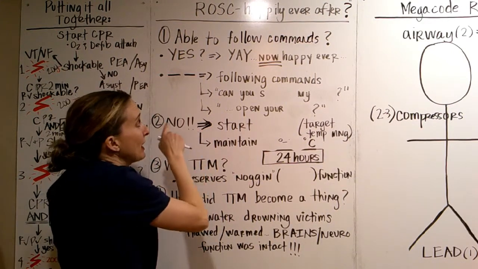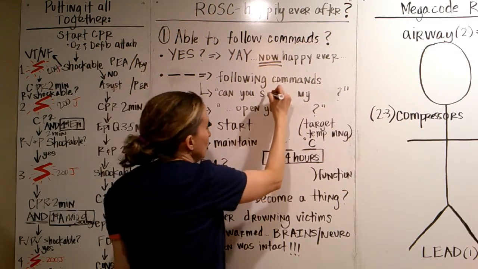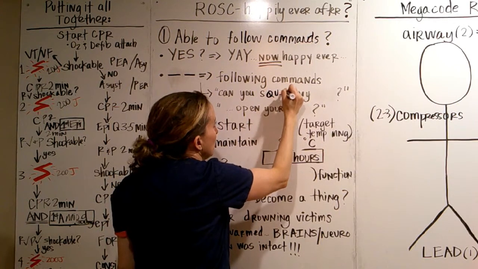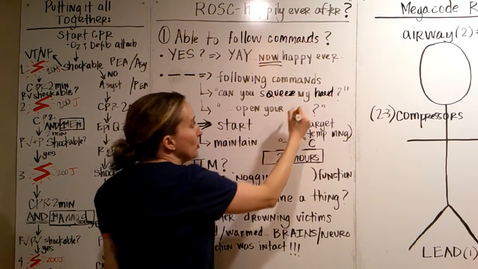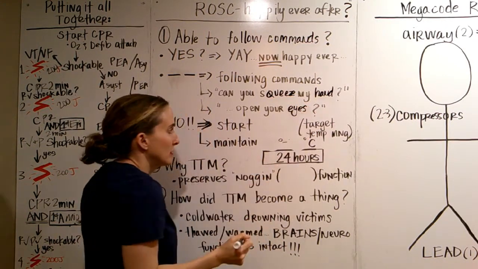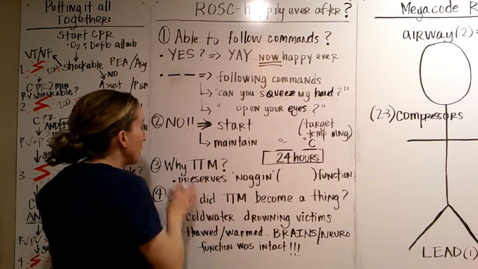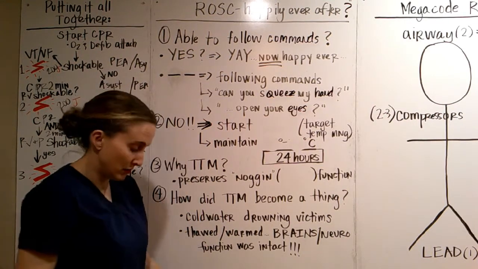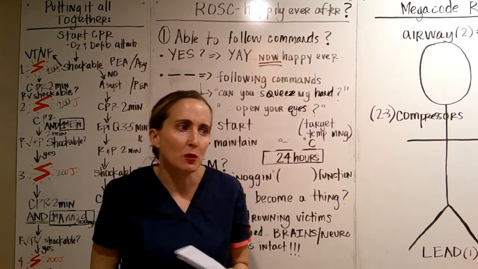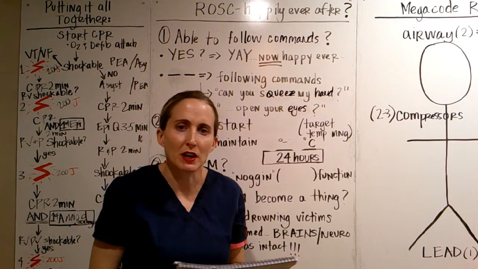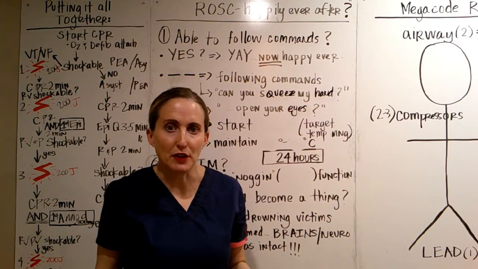So let's talk about following commands. Basic commands that you should be asking them in this situation are, these are some ideas, right? Can you squeeze my hand? Okay? Can you open your eyes? All right? So if they're able to do that, great. We don't go on to the next thing. However, if they are not able to follow commands at all, and that might look like this: the patient might be moaning, they might be moving around, grabbing at things, trying to pull something off, not really conscious. So that's your answer. They're not able to follow your commands.